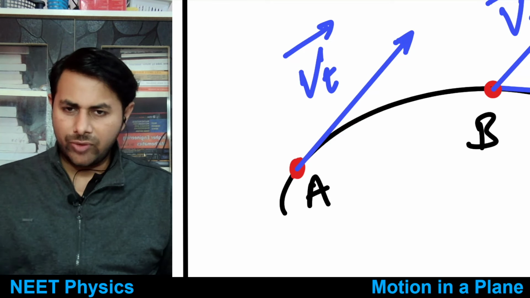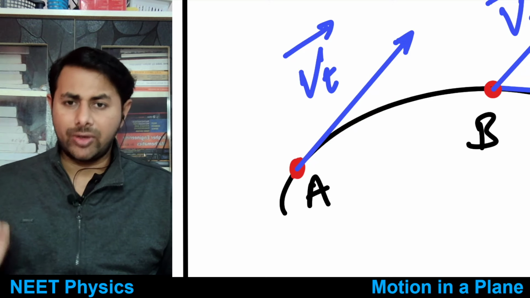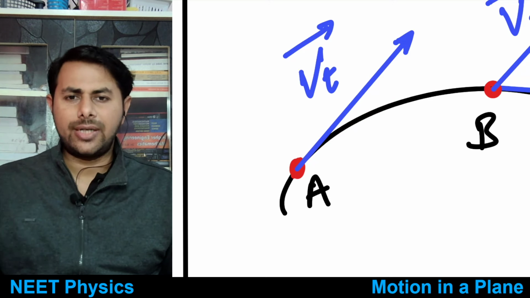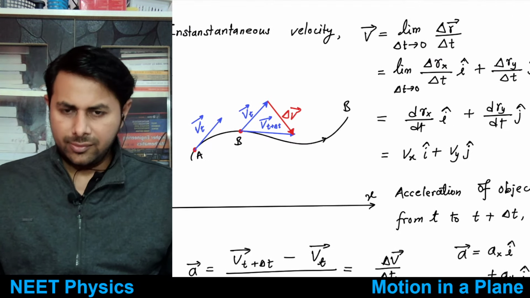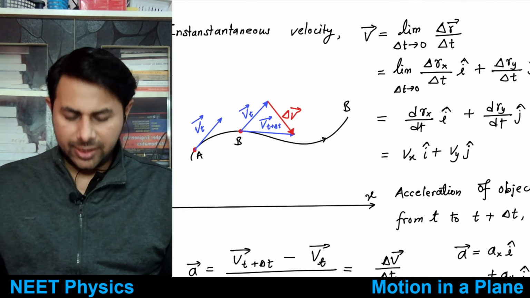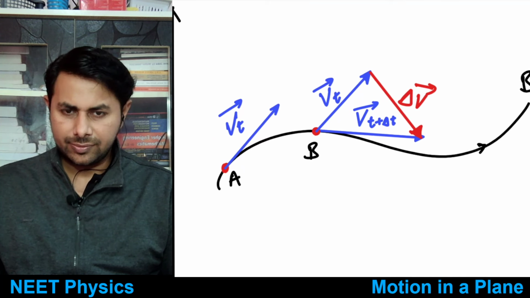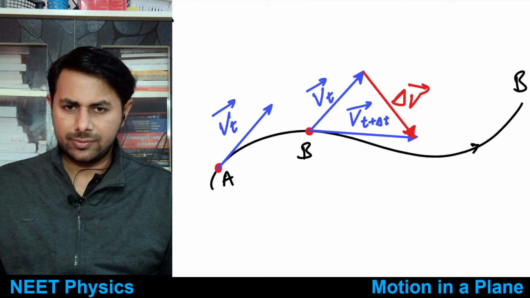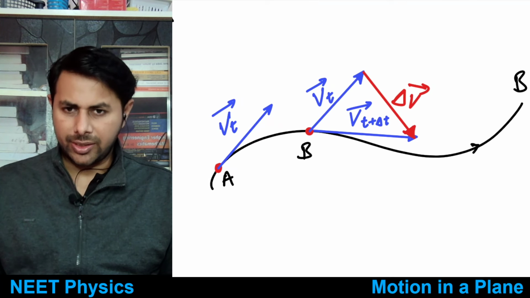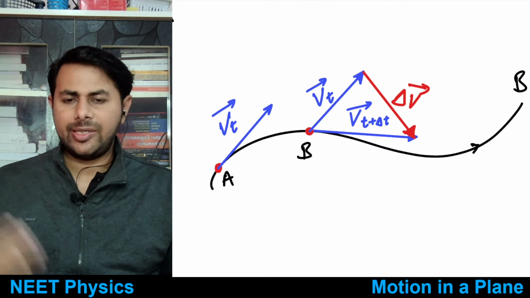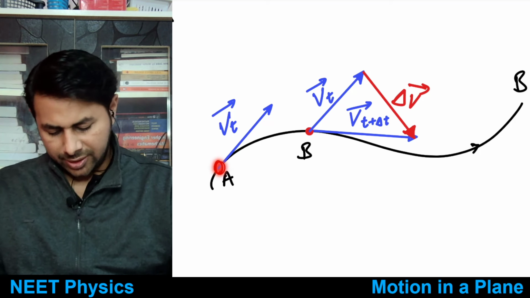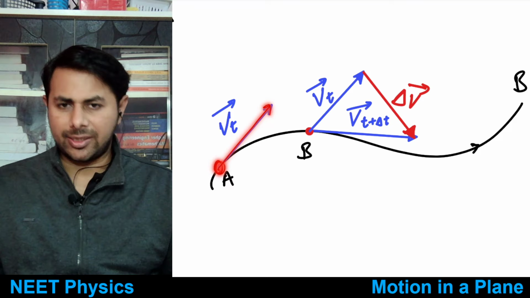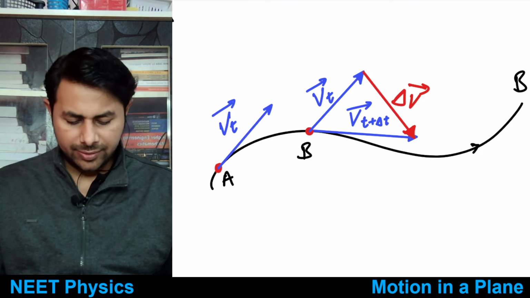So to find out velocity at a particular moment, what do we need to do? We need to draw a tangent to the path, right? This is clear, everyone? Okay, so what will be the direction of instantaneous velocity? The direction of instantaneous velocity will be along the tangent to the path, right?